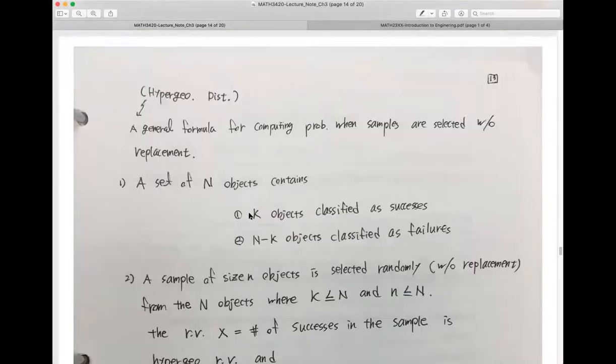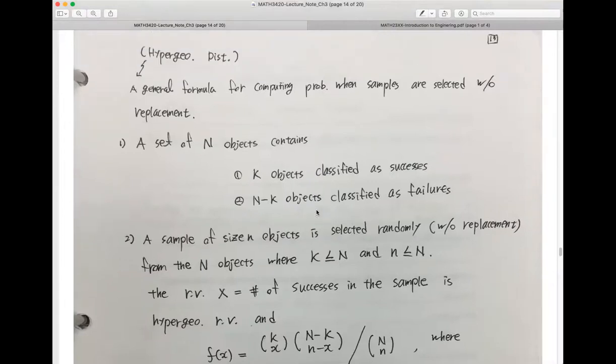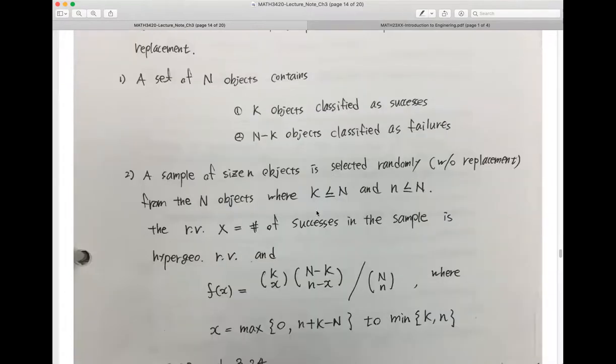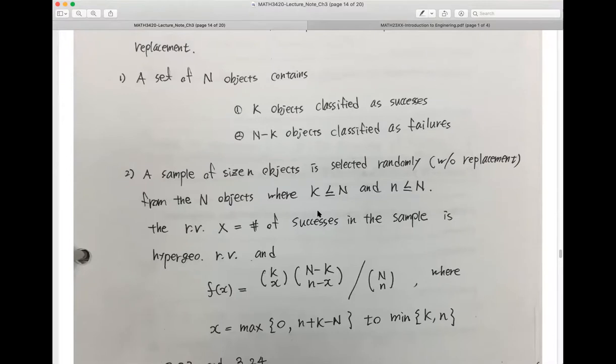All right, in this video, I'm going to cover section 3.7, hypergeometric distribution. The random variable, a discrete random variable in the hypergeometric distribution, represents the number of successes in a sample of size lowercase n. The sample is selected randomly without replacement.